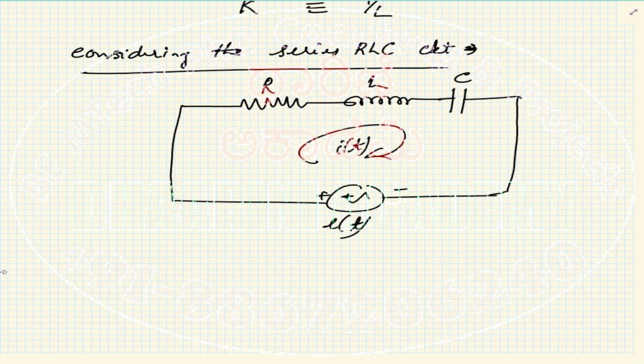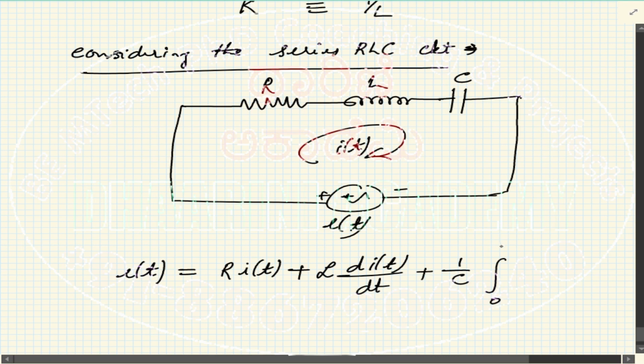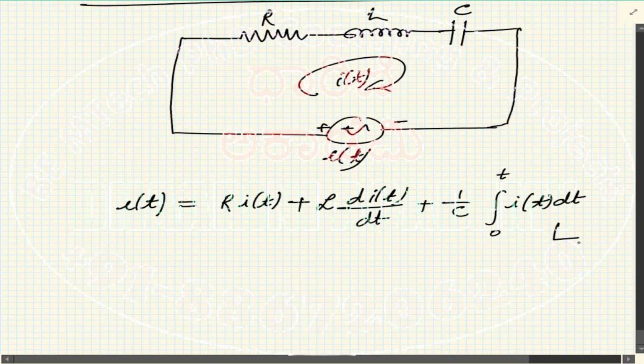It's actually KVL. You apply KVL: the algebraic sum of voltages around a loop is equal to zero, or the input voltage is equal to the response voltages. So input E of t equals the voltage across the resistor, which by Ohm's law is R into I of t, plus the voltage across the inductor, L into di of t by dt, plus the voltage across the capacitor, 1 by C times the integral from 0 to t of I of t dt. Let me call this equation number 4.